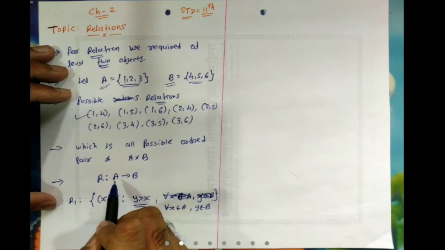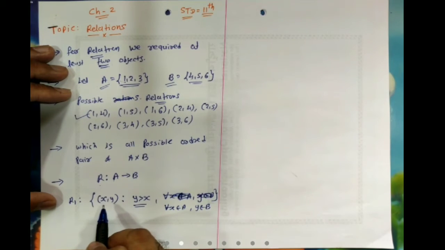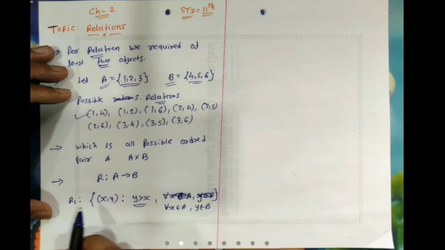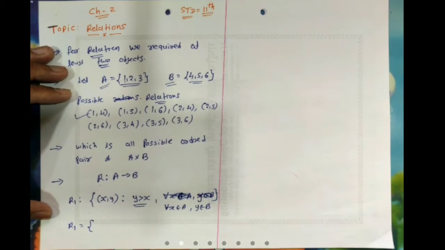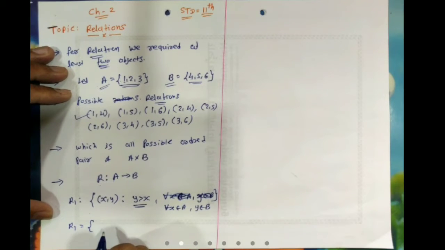किसका रिलेशन? सेट A के सेट B के साथ रिलेशन. क्या रिलेशन? सेट ऑफ ऑल द ऑर्डर्ड पेयर्स इन विच y is greater than x. So here we can write, this is the set builder form of the relation. Here our relation is described in set builder form. We can also write our relation in tabular form. So now we can write all the ordered pairs which satisfy this relation.